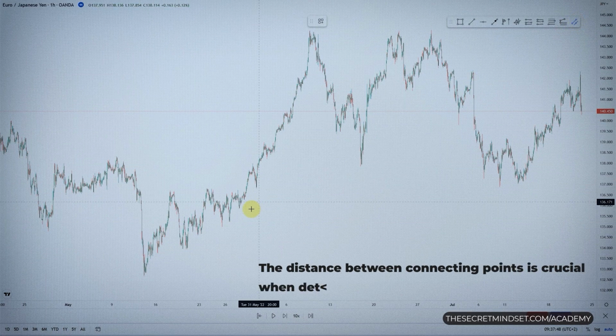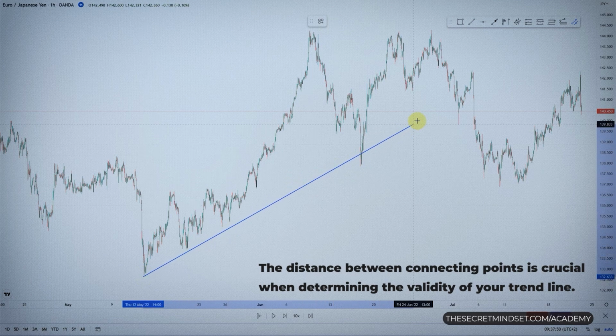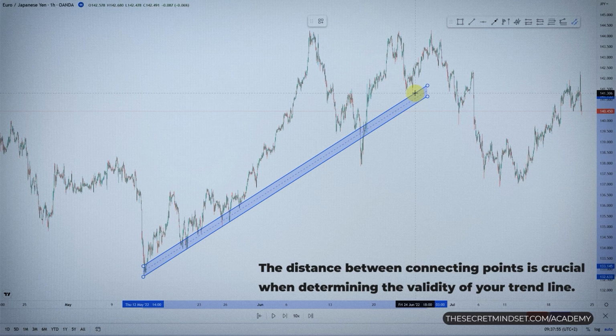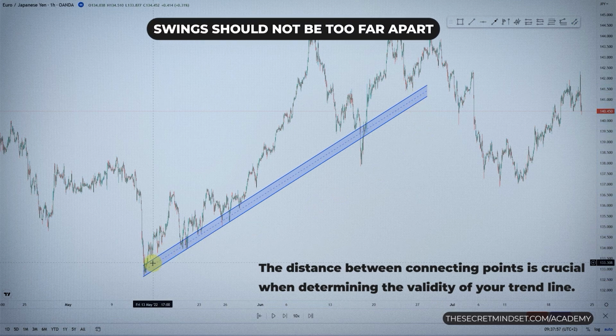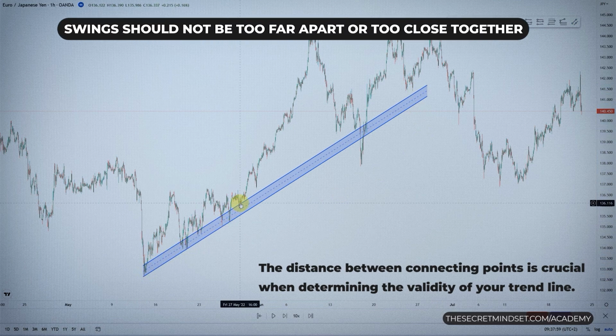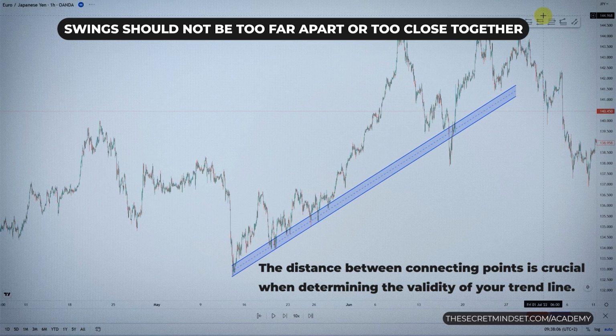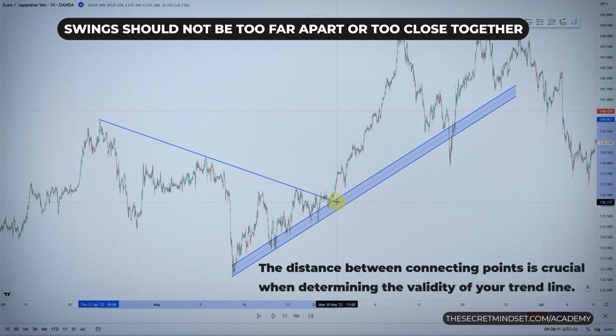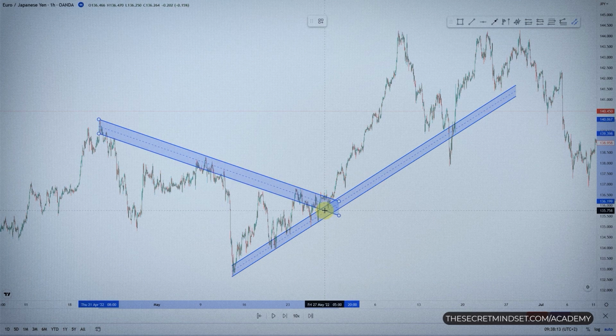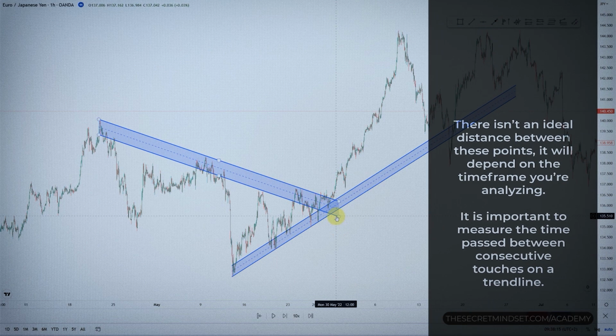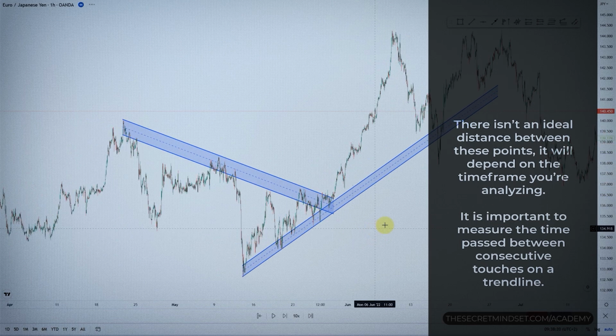The distance between connecting points is crucial when determining the validity of your trend line. When forming an uptrend line, the swing lows should not be too far apart or too close together, as this can question the validity of a future reaction. Similarly, when forming a downtrend line, the swing highs should also be relatively evenly spaced. There isn't an ideal distance between these points. It will depend on the time frame you're analyzing.